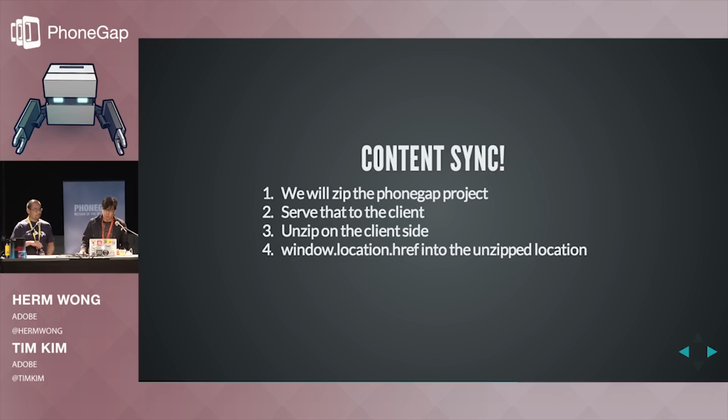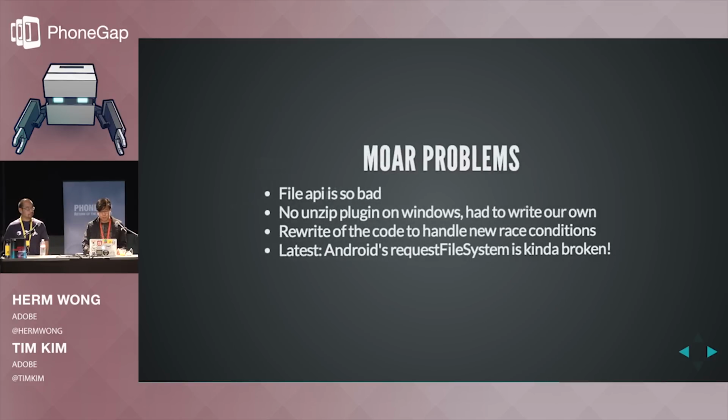So in this new way, what we're thinking of doing is zipping up the entire PhoneGap project and sending that down to the client and having it unzip on the client side. And by doing that, everything's basically running off the file URI again, which is kind of how PhoneGap runs anyway in the background, if you're familiar with that. And by doing that, you get rid of the CORS issues and other things like that.